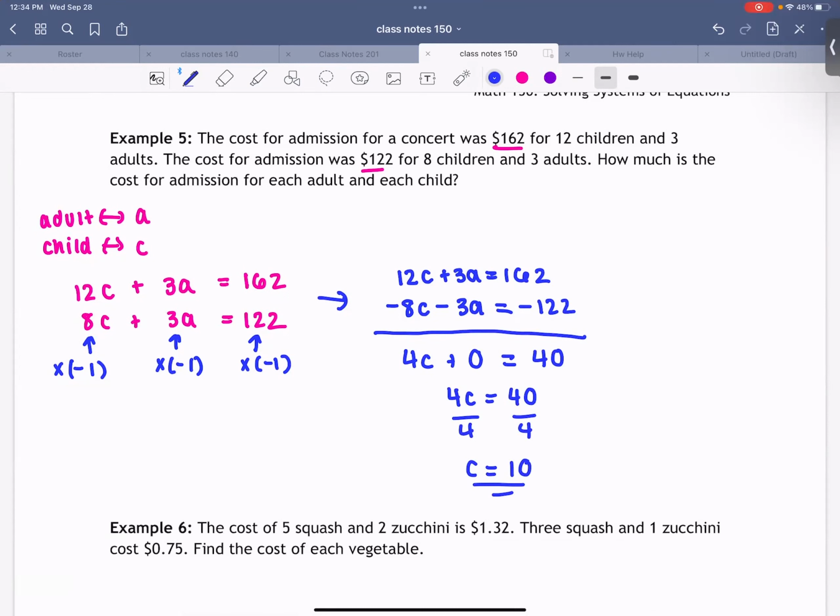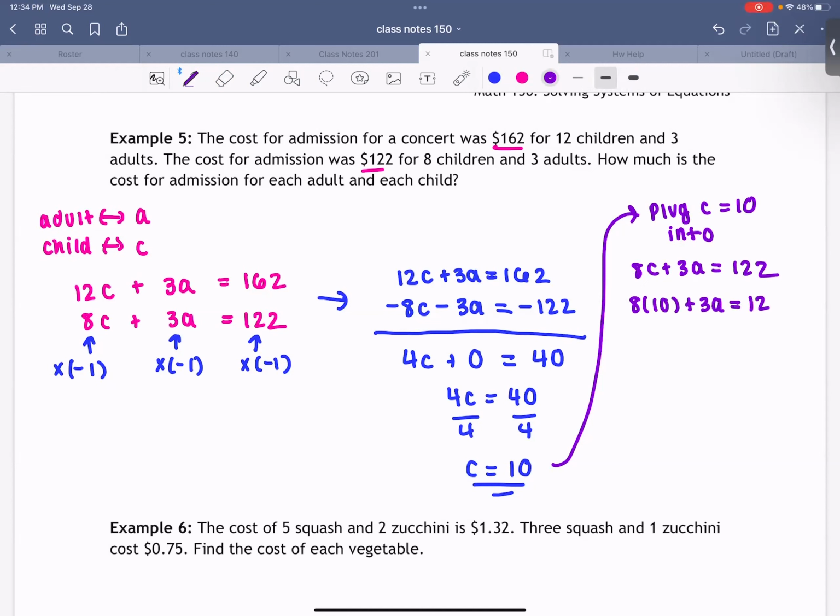Am I done my problem yet? No, right? Because I need to find how much the adult tickets cost. Looking at my two equations, I think the bottom one is easier to plug in just because there's an 8 there. So I'm going to take my C, and plug C equals 10 into one of my equations, and it doesn't matter which one it is. So I'm going to plug it into 8c plus 3a equals 122. 8 times 10 plus 3a equals 122. 8 times 10 is 80 plus 3a equals 122.